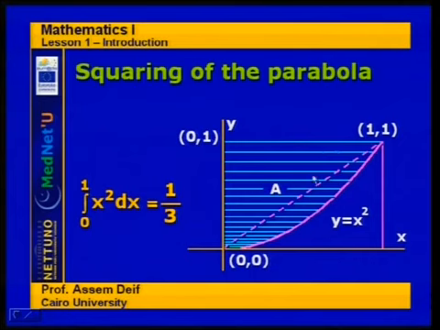And this triangle in fact has an area equal to half. Why? Because the base is equal to 1 and the height is equal to 1. So half times 1 by 1, you get half. So since the area of this triangle is equal to half, and the other area is 4 over 3 times the area of the triangle, you get 2 over 3.